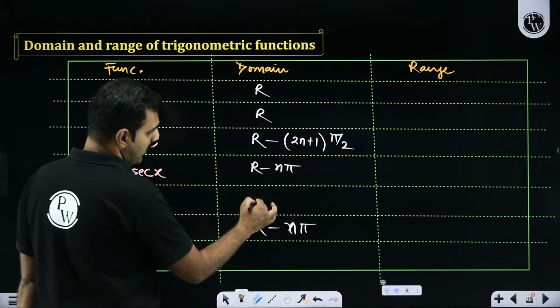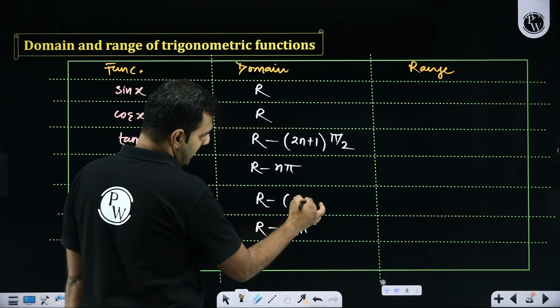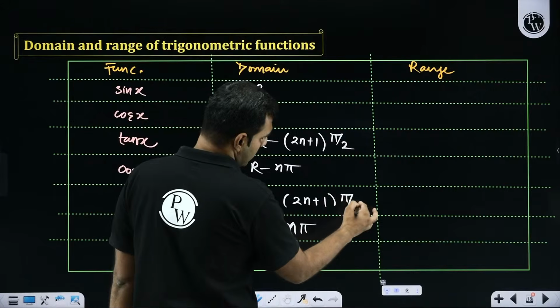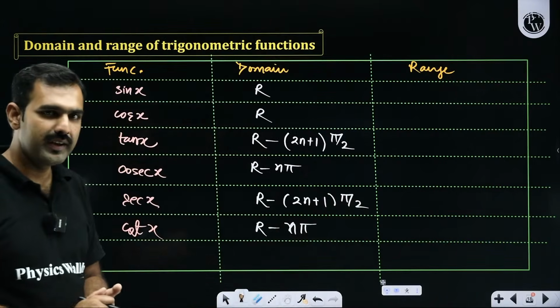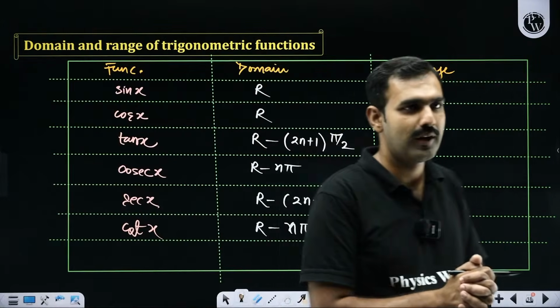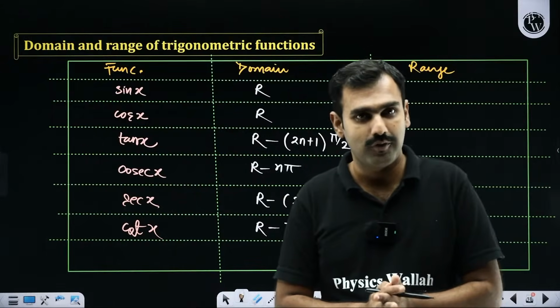So sec will be like tan in terms of domain: R minus (2n plus 1) pi by 2 or (2n minus 1) pi by 2. I hope the domain is very well understood by everyone. Any confusion you have, please ask regarding the domain of trigonometric functions.